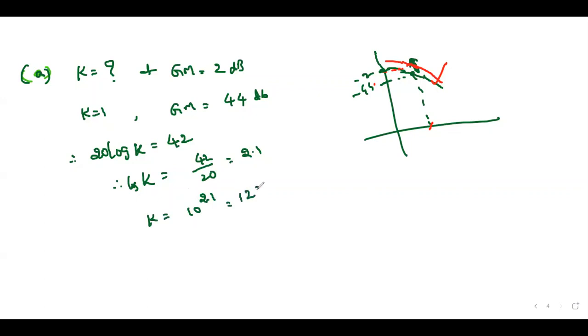125.8. Okay. Therefore, K is equal to 125.8 at gain margin is equal to 2 dB. Done. Understood this step? Yes, sir. Next, B.